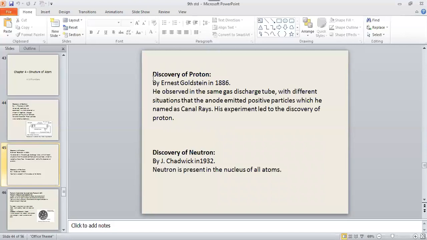Next is the discovery of the proton. The second particle present in the atom is the proton. The proton was discovered by the scientist Ernest Goldstein. He observed the same gas in the discharge tube in a different situation, where the anode emitted positively charged particles, and these were named canal rays. His experiment led to the discovery of the proton.